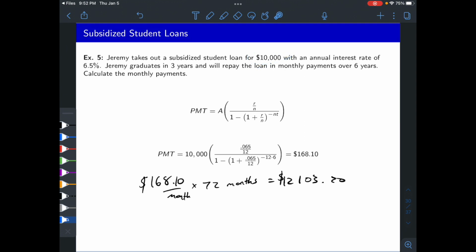Okay, so does this make sense? He started with a $10,000 loan, so he should pay at least $10,000, and he's making 6.5% interest, and this is accruing over a span of 6 years. So what's 6% of 10,000?